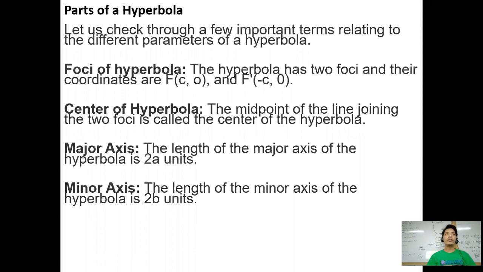So una yung tinatawag natin foci of the hyperbola. The hyperbola has two foci and their coordinates are: focus 1 is positive c, comma 0. Then meron din naman tayo sa kabila, will be negative c, comma 0 naman. So dahil dalawa nga yung focus natin, tinatawag siyang foci. So importante na ma-coordinate natin siya ng tama dun sa ating Cartesian plane.